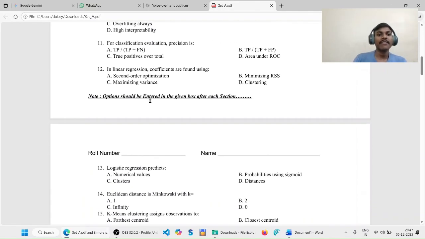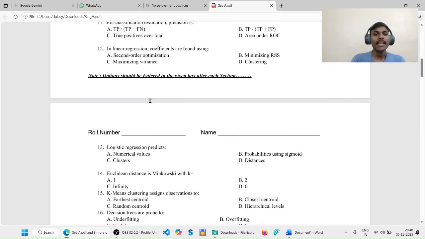Question 11. For classification evaluation, precision is TP over TP plus FN, TP over TP plus FP, 2 positive over 2p, or area under ROC. So we have, I guess, option C incorrect. We'll fix it later. The correct option is option B, which is TP over TP plus FP, that is, true positives over true positives plus false positive errors. Precision tells how many predicted positives were actually correct. It is useful when false positives are costly. High precision means fewer incorrect positive predictions.